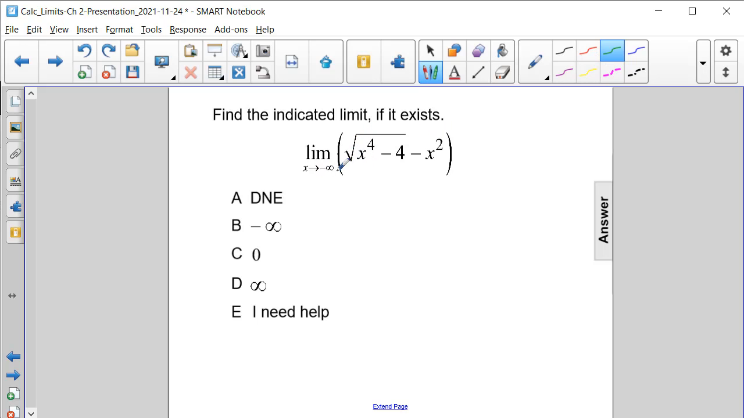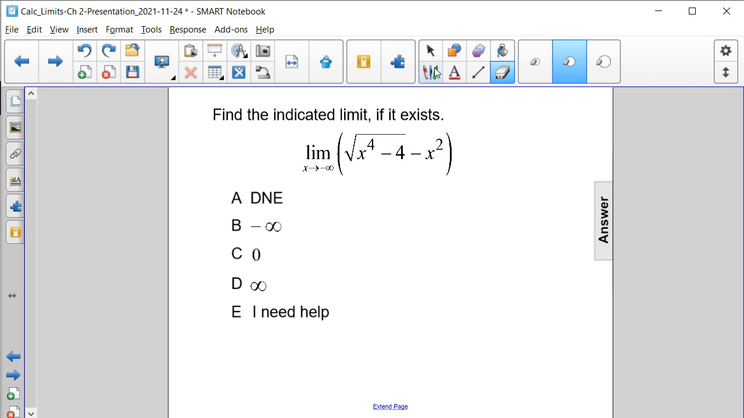If we try to use direct substitution in here, negative infinity to the fourth power will become a positive number, or a high negative number would become positive when we substitute it in and evaluate it to the fourth power, minus 4. And then minus x squared, we would end up having an infinity minus infinity answer. So we can't actually evaluate it using direct substitution.